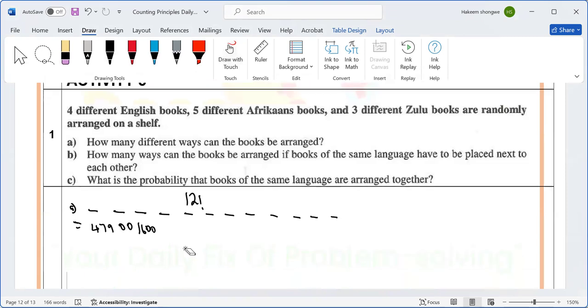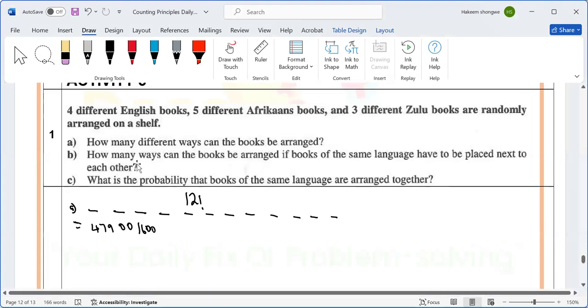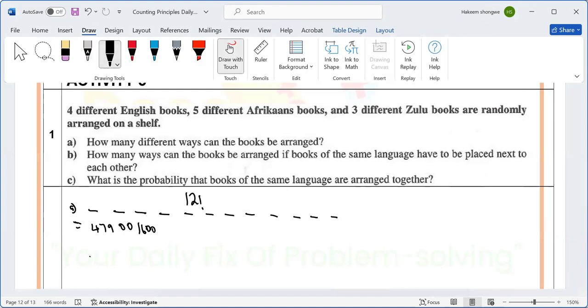Now, how many different ways can the books be arranged if the books of the same language have to be placed next to each other? We are going to treat the books of the same language as if they are one. All of them are going to create one block. So we have 1, 2, 3, 4. The 4 shall become 1.